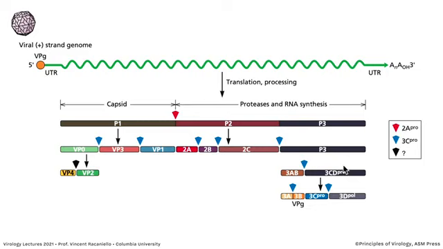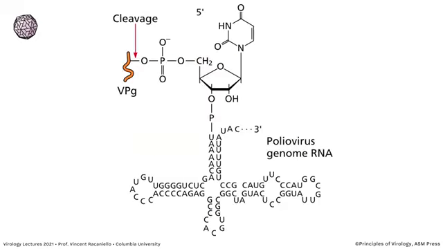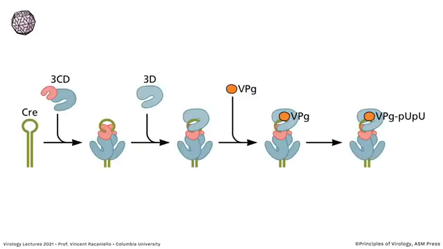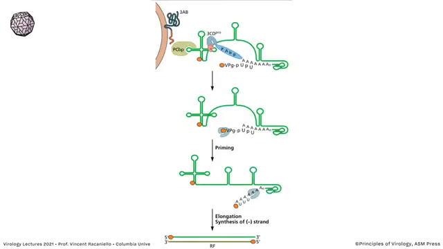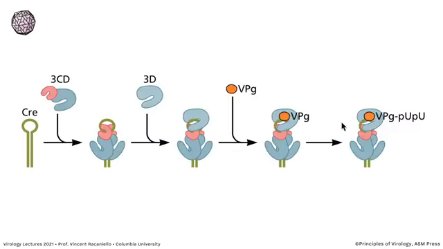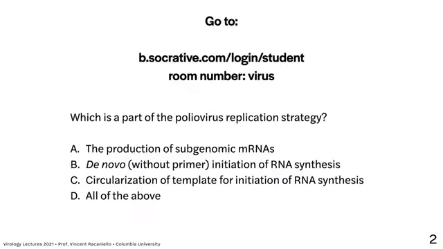Okay, so what else did I want to tell you? The polymerase comes from here. And so there's no subgenomic RNAs. I forgot what the other quiz question was. Let's see what it was. No subgenomic RNAs. No, without primer, right? The primer is VPg. And I showed you how the primer is hooked up to UU, so it definitely uses a primer. So it's only circularization.